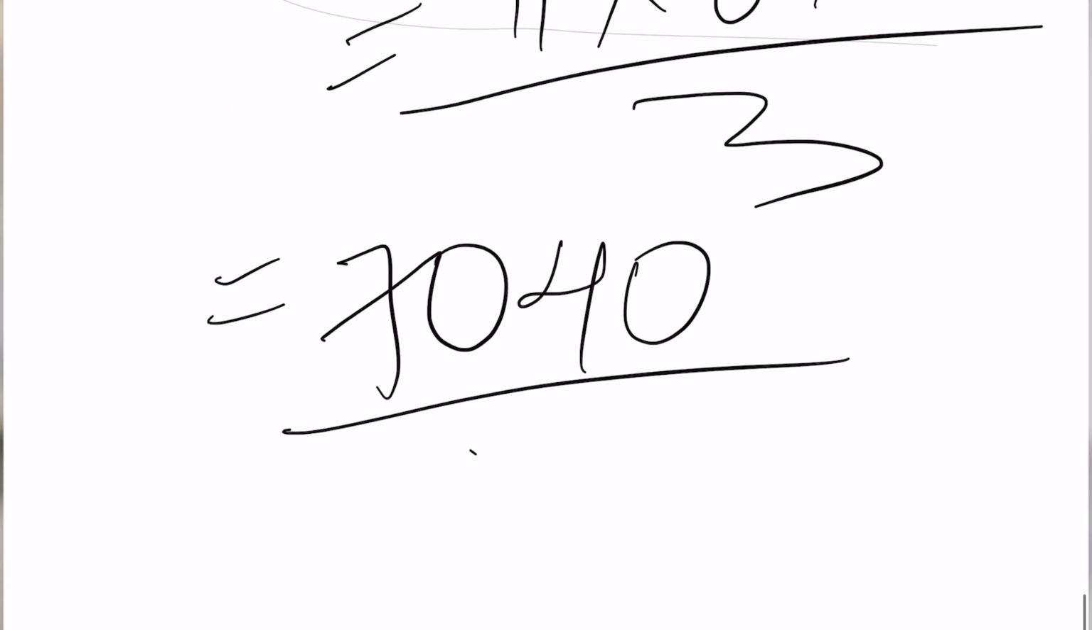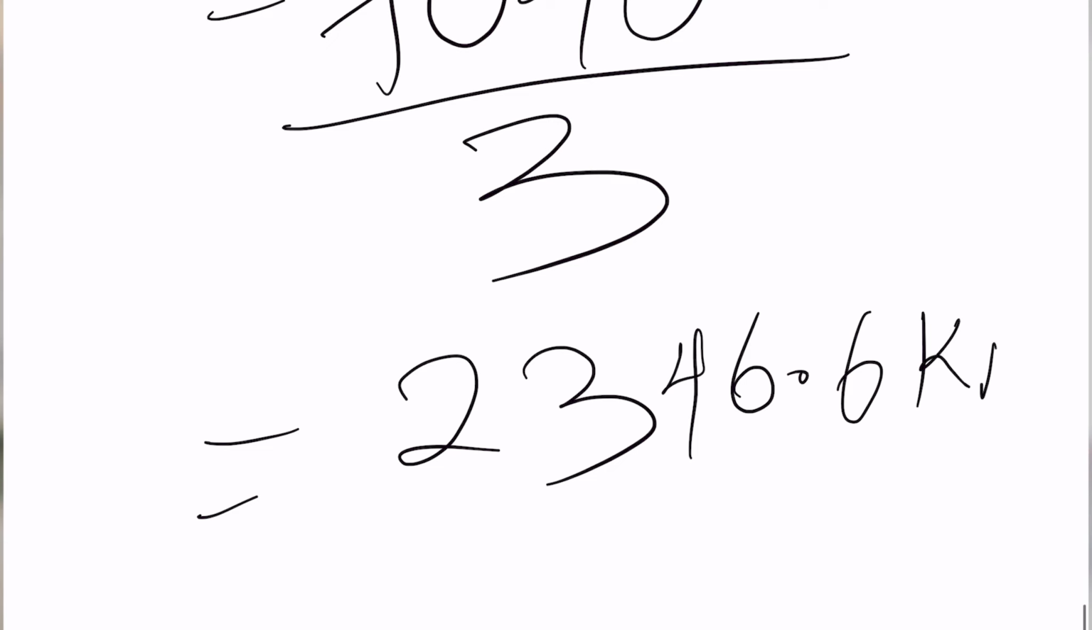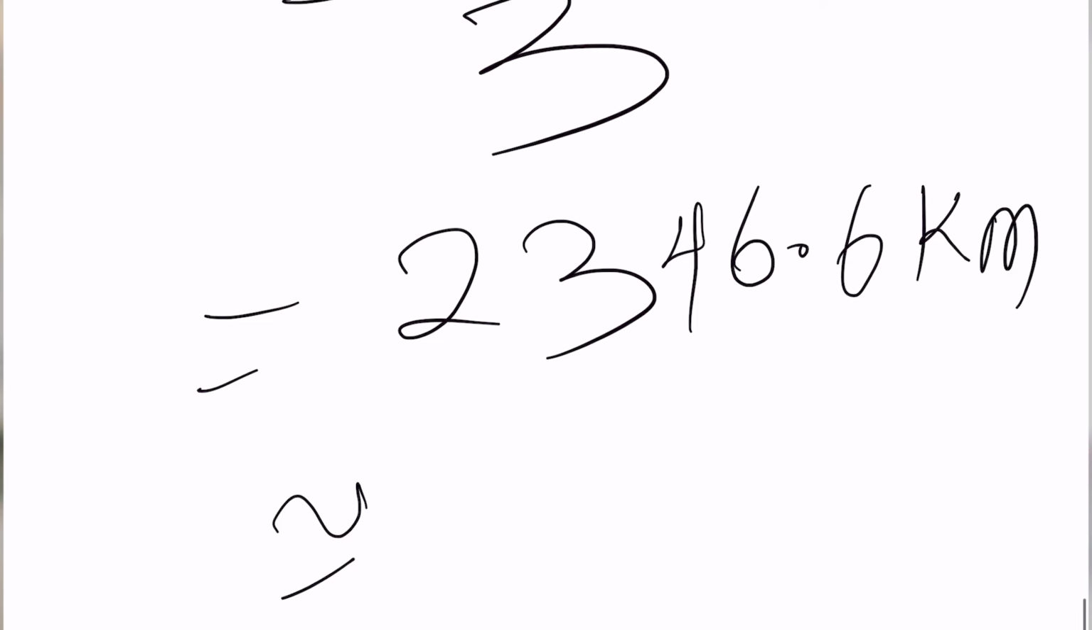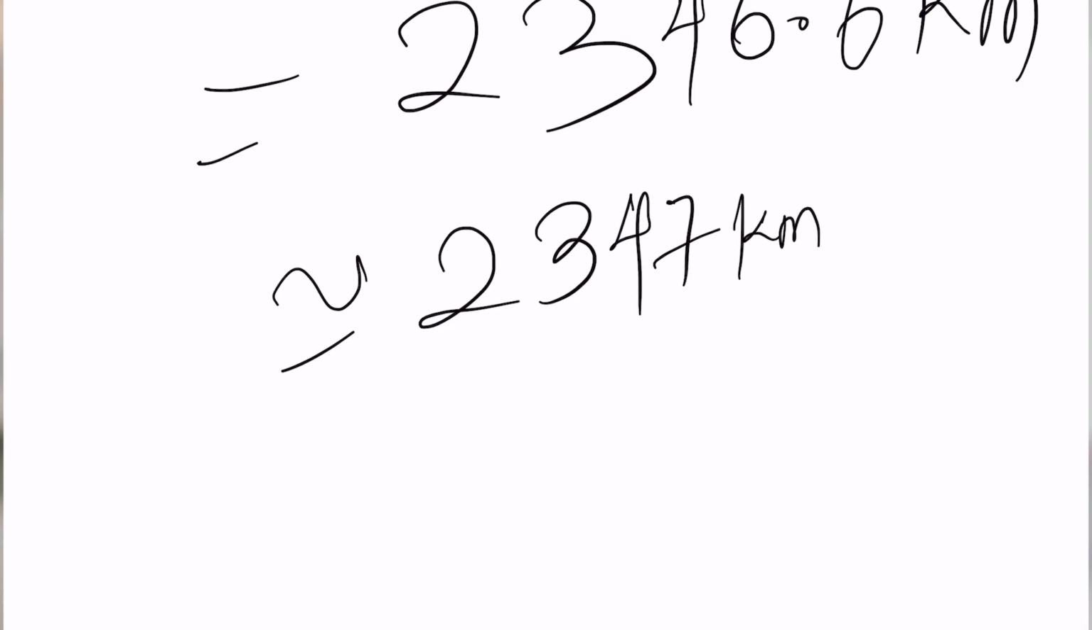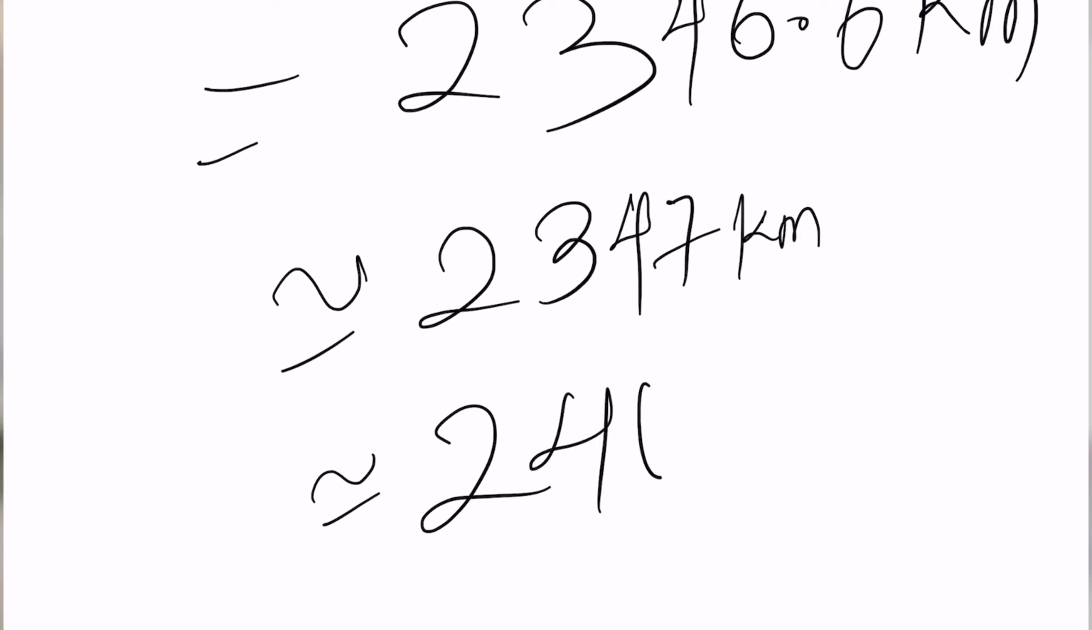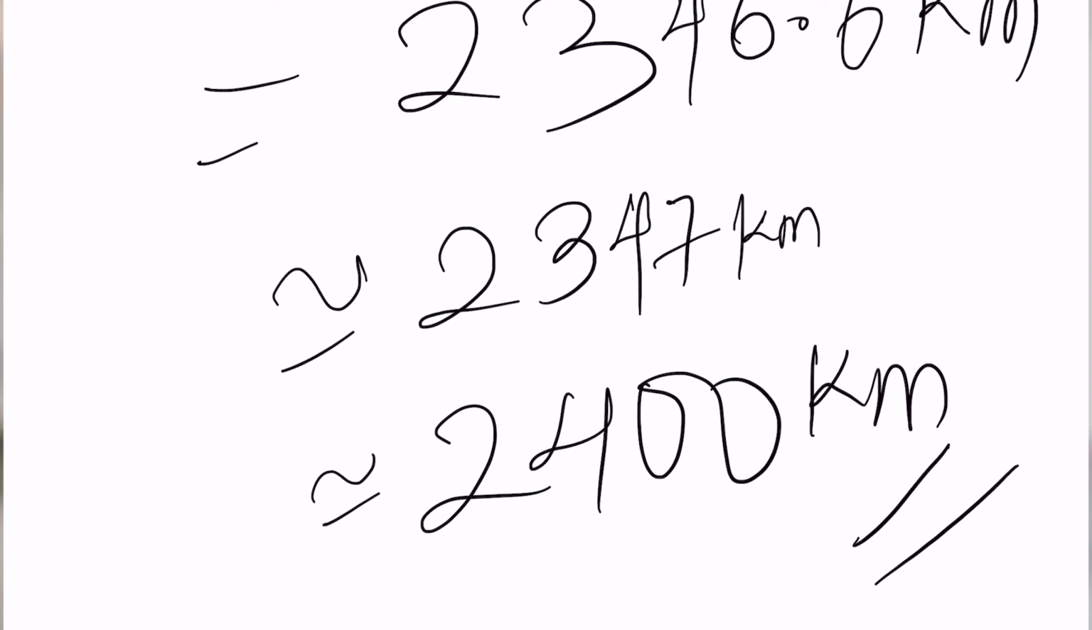That is 7040 divided by 3, and solving this, we have 2346.6 kilometers, which we can round up to 2347 kilometers, or to 2 significant figures, 2,400 kilometers. So that is the distance XY measured along the meridian.